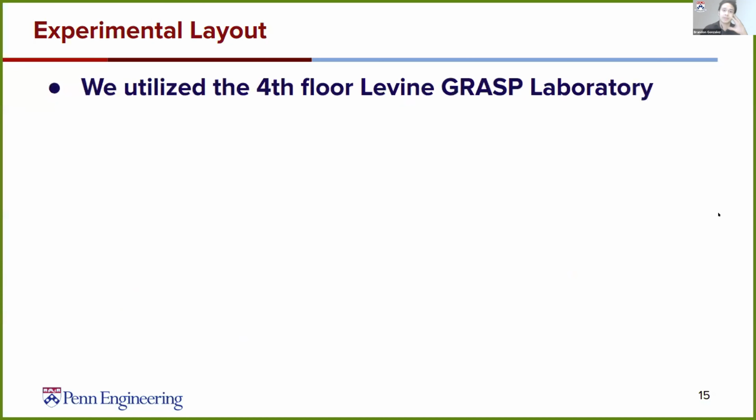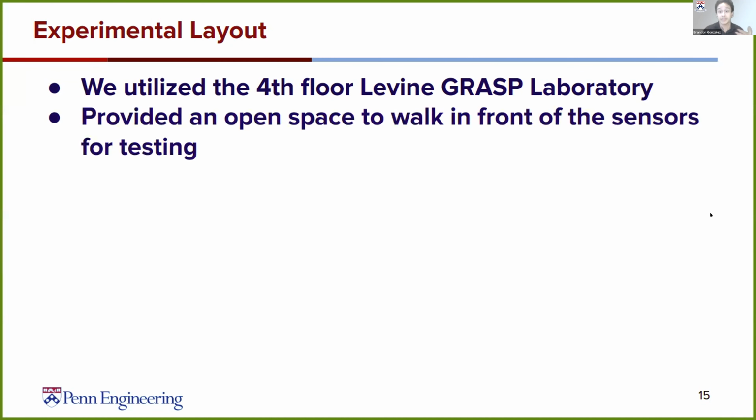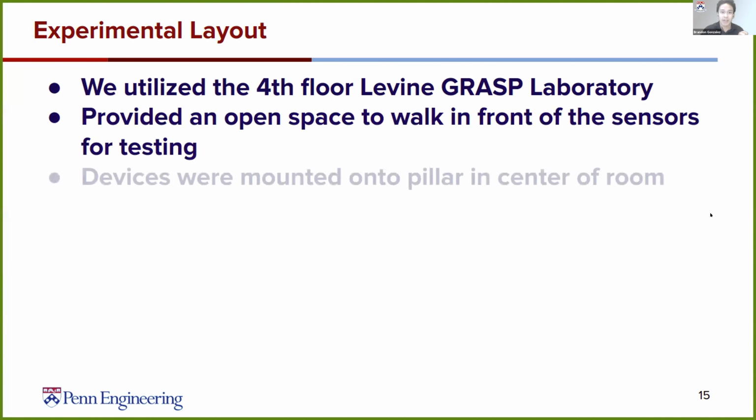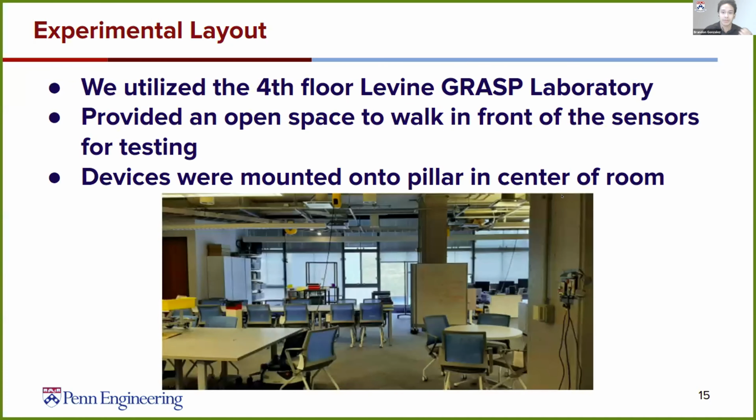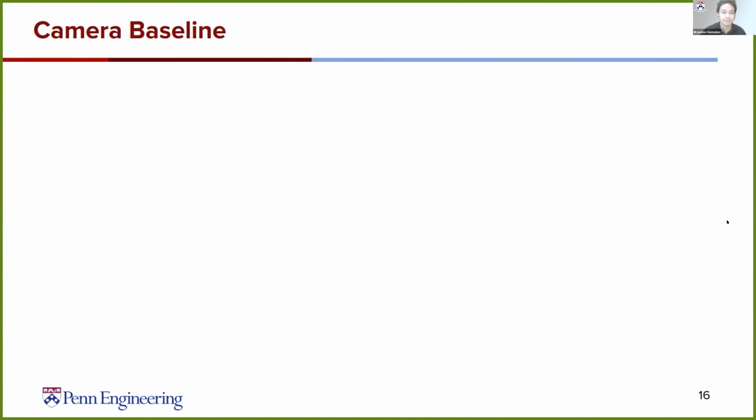So in terms of the experimental layout where we did the experiments for the system, we used the fourth floor of the GRASP Lab, which has a nice open space for the sensors to detect someone. And the devices were mounted onto a pillar in the center. So this is just a photo of the lab space. And you can see a nice open space where you can walk in front of the sensors and it'll be able to detect you. And on this pillar, these are the devices here.